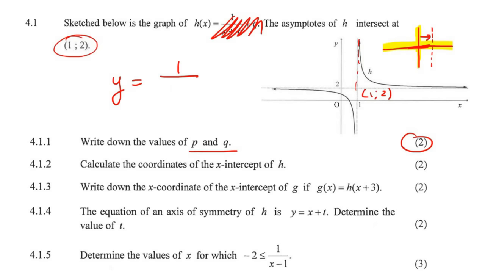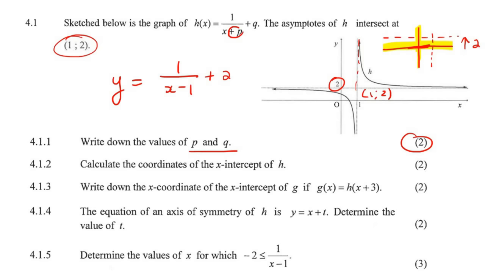Then if we look at this dotted line, we have moved up by 2 places. So we don't say minus 2, we say plus 2. It's only with the horizontal, with the x, that we say opposite. Right means minus, left means plus. Now we can have a look here. We can then see that p is going to have to be negative 1.